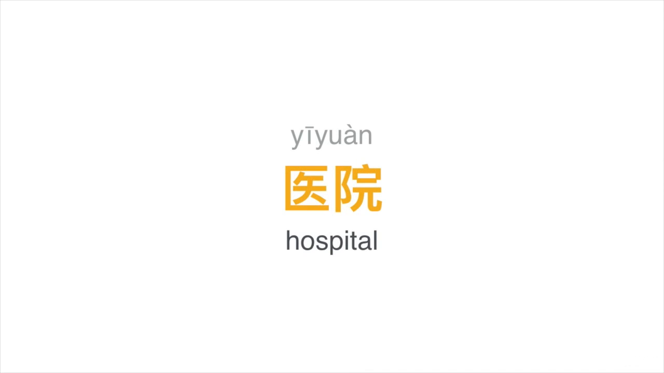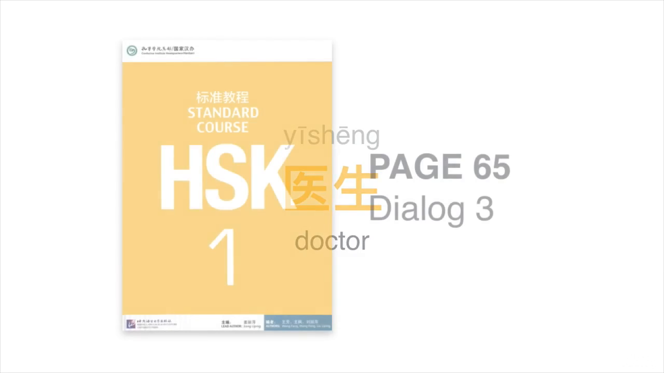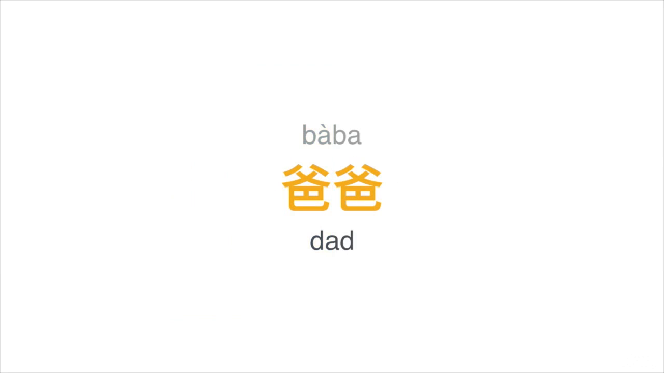医院 means hospital. And 医生 is a doctor. So you see the commonality between these two words, 医院 and 医生? Yeah, they both start with 医, right? So 医 here means medicine. It means the practice of medicine, the study of medicine. 医. Now let's go to the third dialogue.